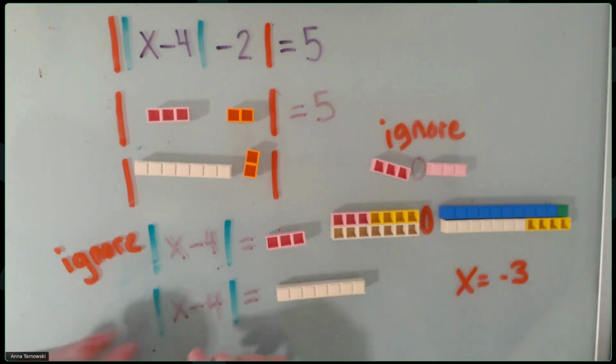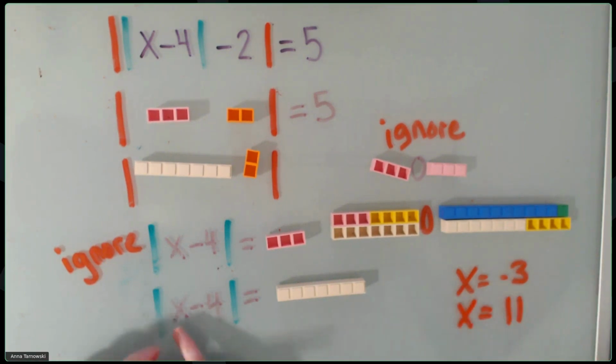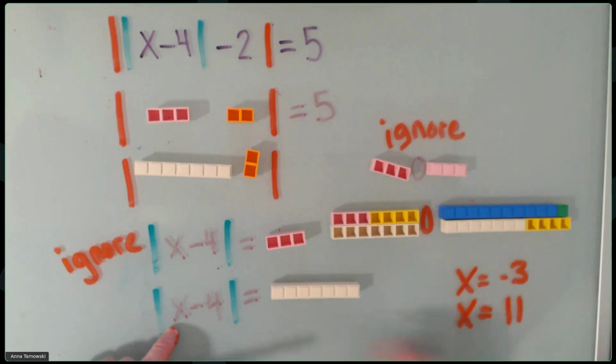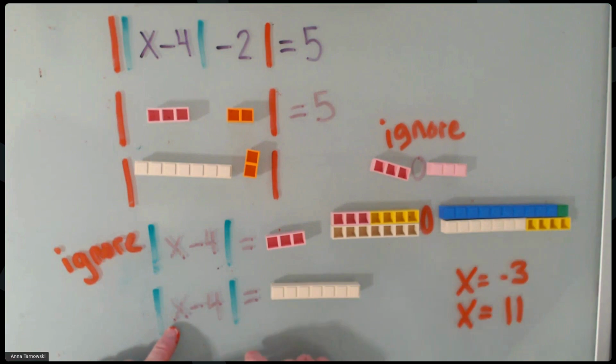Okay, so this one here, we have an x that is equal to 11 as well. So we have an x that is equal to negative 3, because negative 3 and negative 4 is negative 7, and that's 7 steps from 0. We have an x that is 11. 11 take away 4 is 7, and 7 is 7 steps from 0. So we have 2 things that make this work.